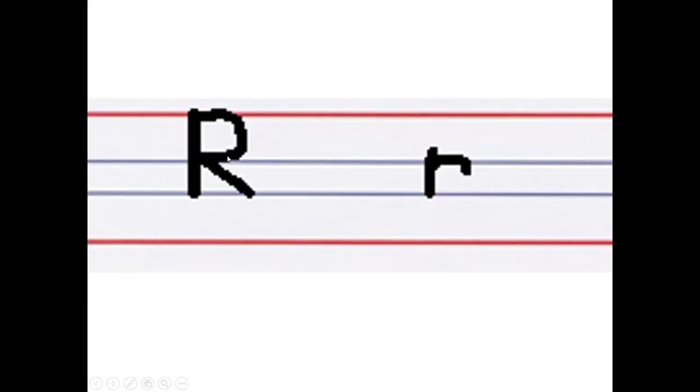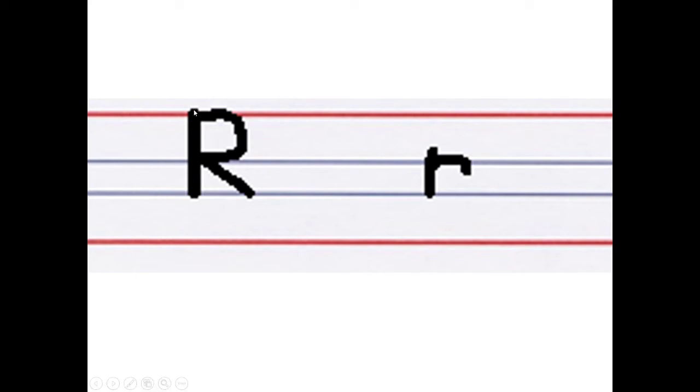Okay, now, how do we write the letter R? R capital or R small? R capital, we draw a line from the first line till the third line. 1. Then we go here. It's like a circle. Okay, look. We draw a circle till the second line. Then we draw a leg for the R capital. Okay?